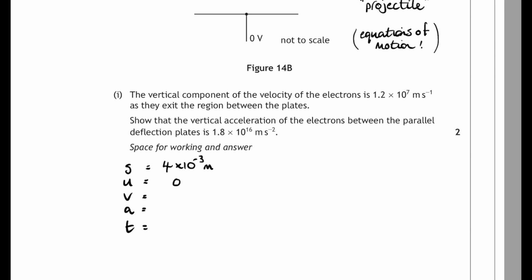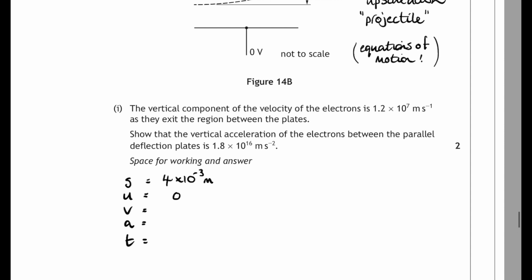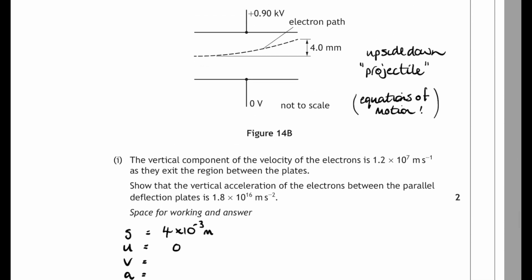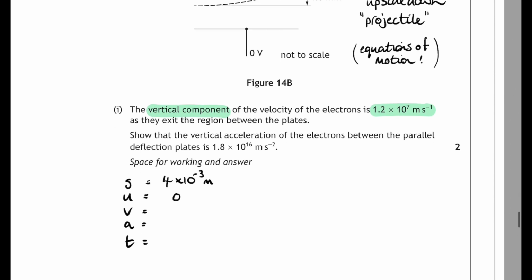And the final velocity as the electrons exit the region between the plates, we're told that in the first line of part 1 of the question. The vertical component of the velocity of the electrons is 1.2 times 10 to the 7 meters per second as they exit the region between the plates. So V is 1.2 times 10 to the 7. And once you've got 3 numbers on that list there, you can work out the one that we're looking for, which in this case is the acceleration.